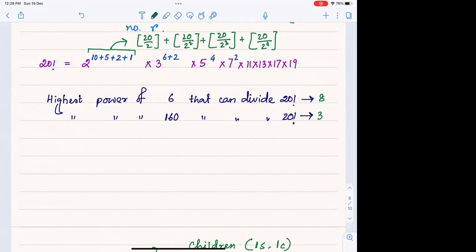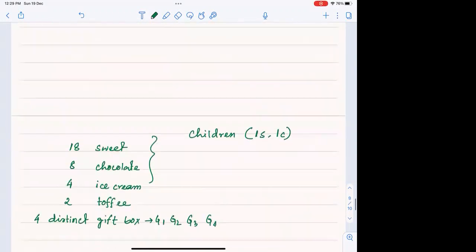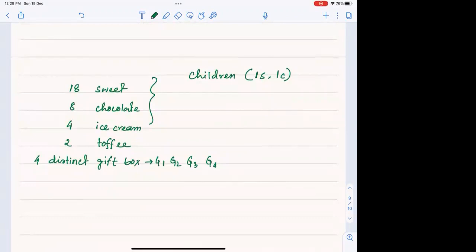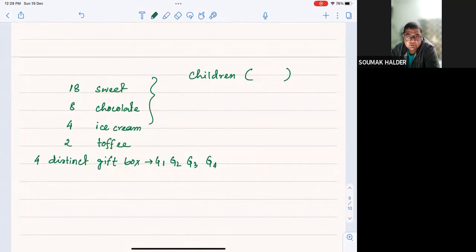Sir, the 160 can be factorized as 2 to the power 5 into 5. So if n is equal to 3, then 2 to the power 5n is equal to 15, which is the maximum power of 2 we can get. Back to this particular form, this time we are offering each of the children 5 sweets and 1 ice cream, right?